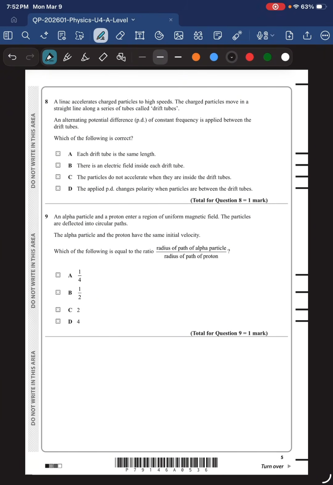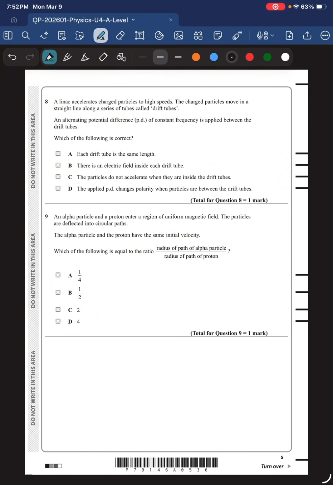Question 8. A linear accelerator accelerates charged particles to high speeds. The charged particles move in a straight line along a series of tubes called drift tubes. An alternating potential difference, PD, of constant frequency is applied between the drift tubes. Which of the following is correct? A, each drift tube is the same length. This is totally wrong because, as you know, the tubes get progressively longer.